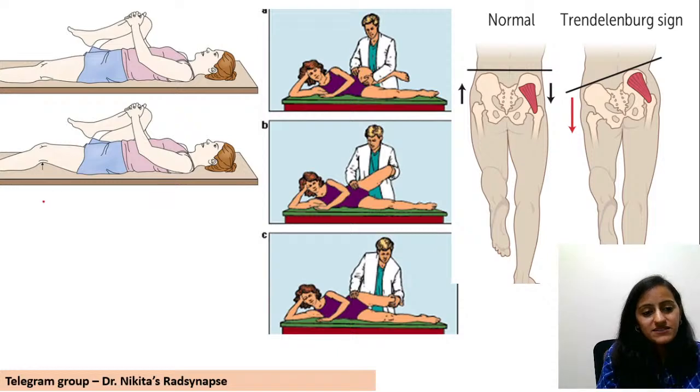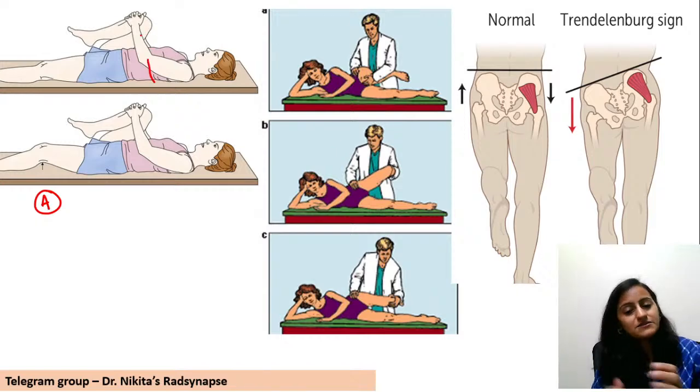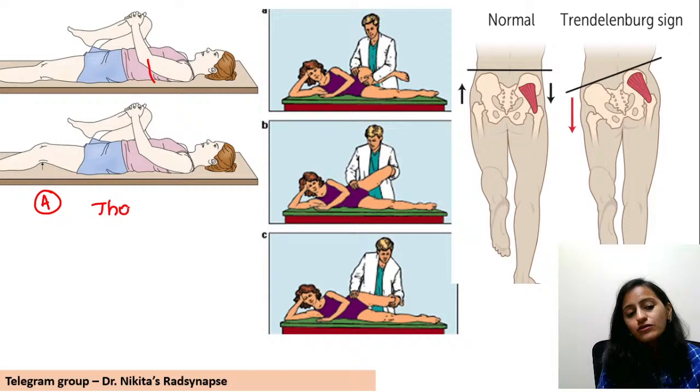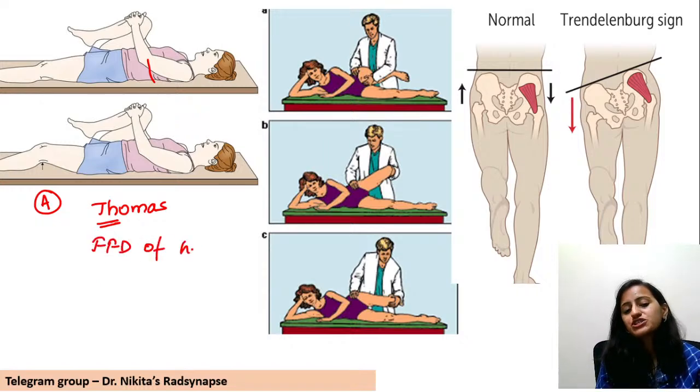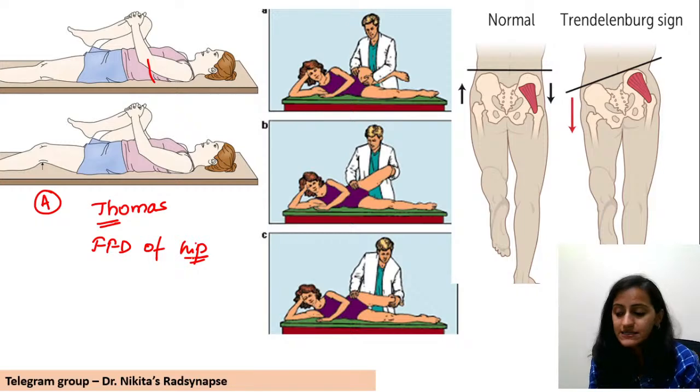Okay, what is this first test here? You can see that the thigh, we are flexing. We are neutralizing the lumbar lordosis. This is basically your Thomas test. Remember, Thomas, again, basically related to the thigh, that is the hip. It is done for fixed flexion deformity of the hip.